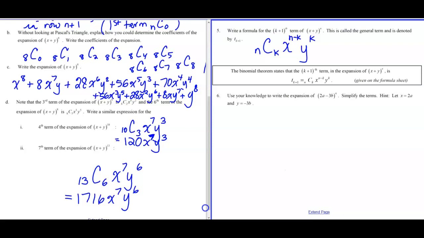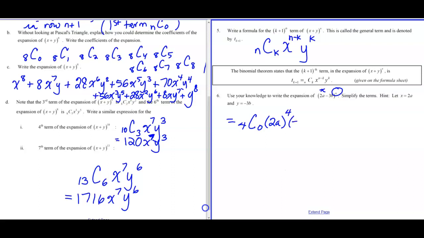We're writing the whole expansion, simplify the terms. Hint: let x equal 2a and y equal negative 3b. I don't really show that, I just substitute it right away. So this is 4C0. We can even put all the C's and leave space in between. Then I use brackets and put that first term, where x was. The exponent on that is going to be 4, since 4 minus 0 is 4.